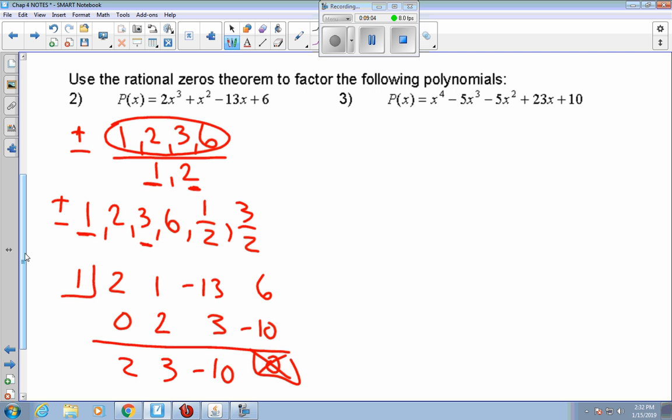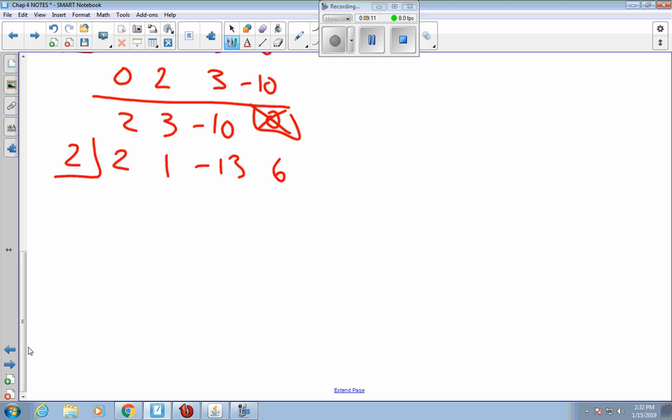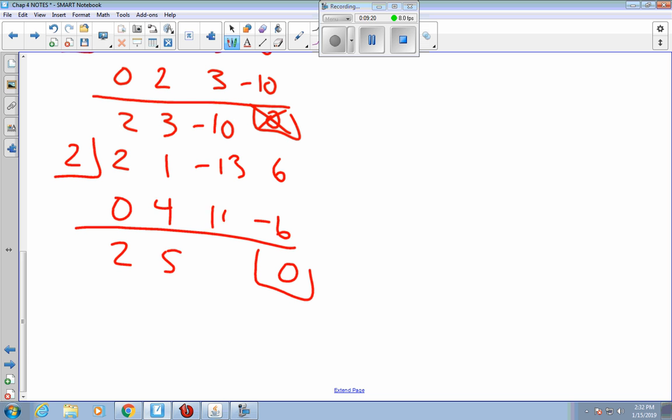So then I'm going to try 2. 2, 1, negative 13, 6. Hopefully negative 6 and 0. So 2 times 2 is 4, then we have a 5. 2 times 5 is 10. Negative 3, there we are, negative 6 and 0. So that is one of the roots. 2 is. So then this is 2x squared plus 5x minus 3.